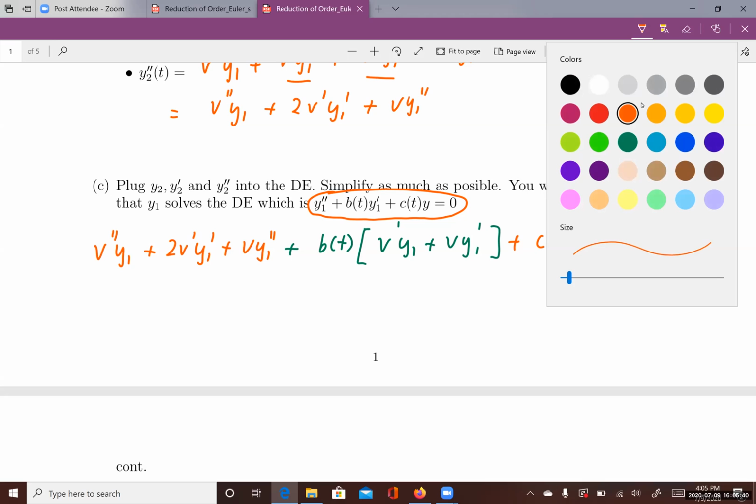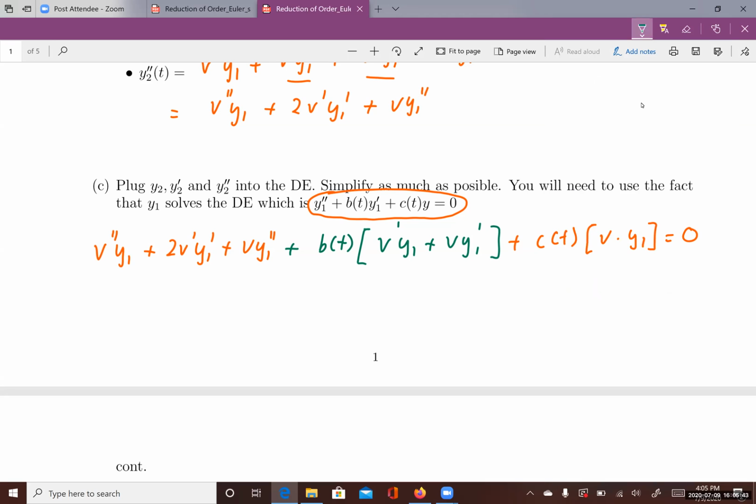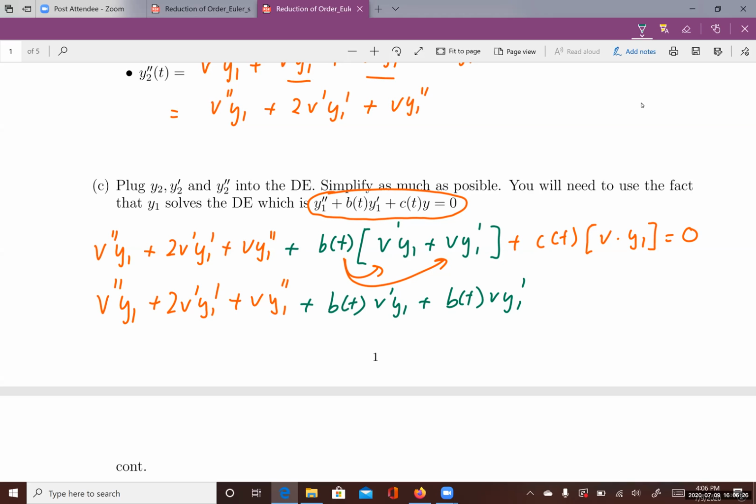All right, so let's simplify this equation. We have v double prime y1. This is the only one, so I cannot group it with anything else, so I just keep it. Then 2 v prime y1 prime, there are no other like terms, so I just rewrite it. v y1 double prime, I don't have anything to group it with yet, so I just rewrite it. But I can distribute the b of t into the bracket, so I have b of t v prime y1 plus b of t v y1 prime, plus c of t v y1 equals 0.